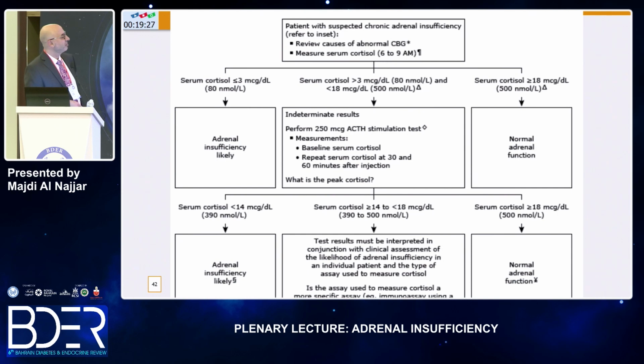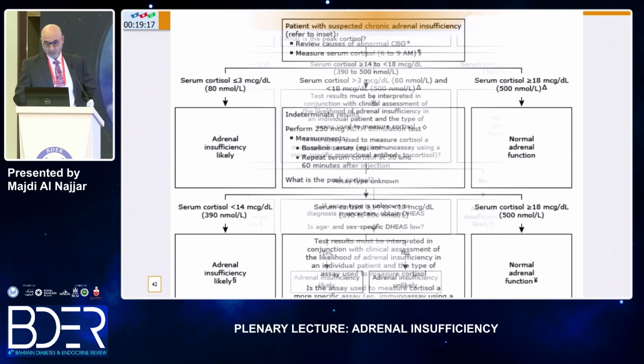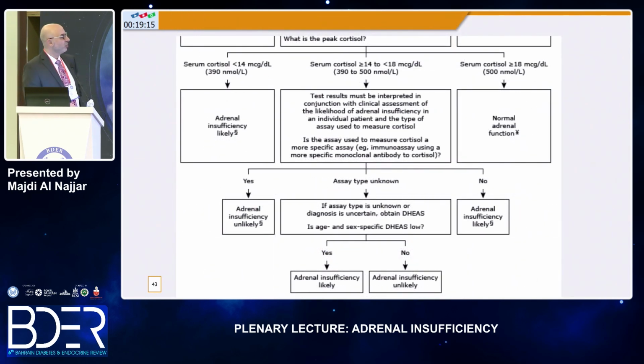To summarize the approach: cortisol level below 3, diagnosed; over 18, ruled out; in between, we do the synacthen test. Below 14, adrenal insufficiency; above 18, rule it out; in between, in this case we do DHEAS. If it is high, adrenal insufficiency is unlikely; if it is low, likely, and so on.